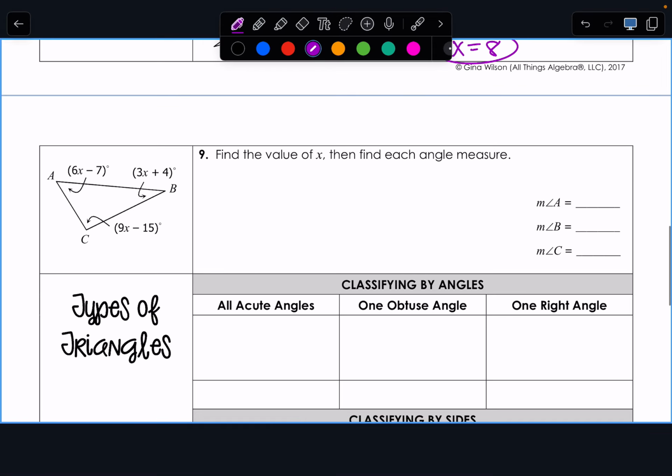All right. This is what I want you to do. Turn to page 2. On page 2, look at number 9. Could you please solve for X and then stop?